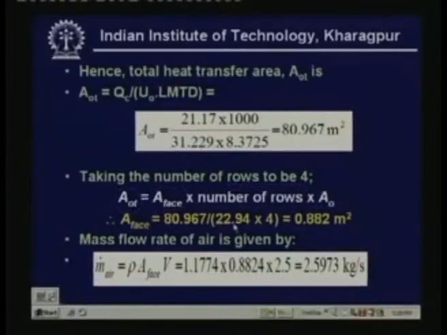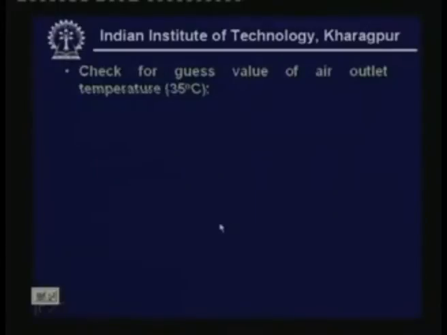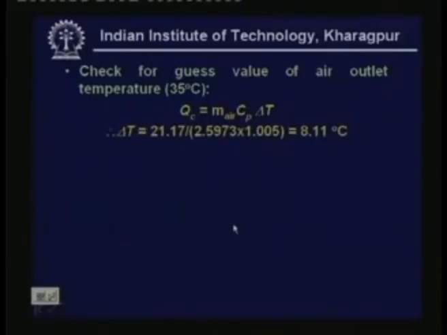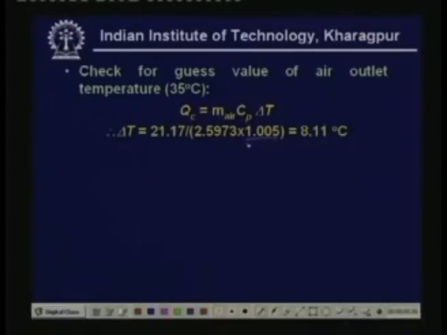Once you know the mass flow rate of air, you can easily calculate the outlet temperature. How can you calculate that? We know that for the condenser you can also write QC as mass flow rate of air into Cp into delta T. So delta T is nothing but QC divided by mass flow rate of air into Cp. Cp I have taken here as 1.005. The mass flow rate of air we have computed, and this is QC. Here you need not multiply into 1000, because this is in kilojoule per kg Kelvin. So you find that delta T we have obtained it to be 8.11 degree centigrade.